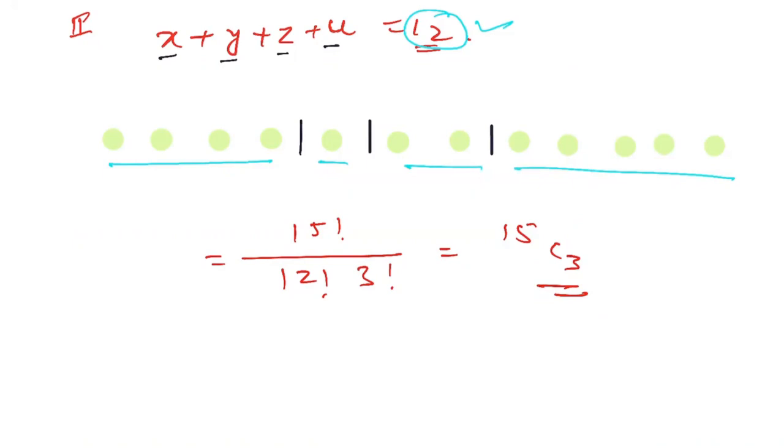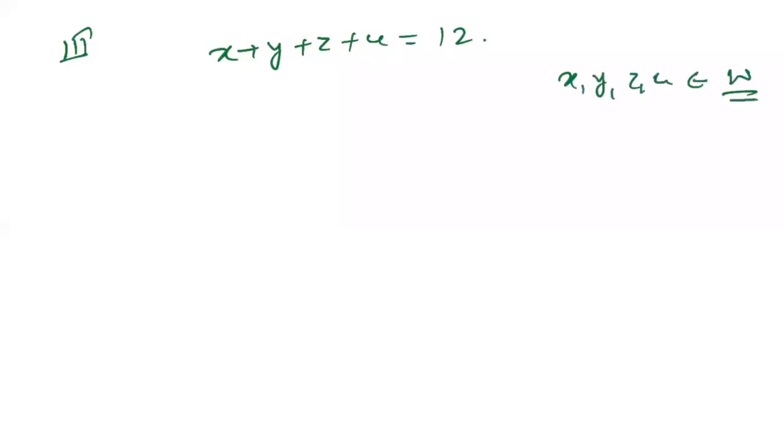Second method, go for the third one. Hope you love the third one again. Third method: x plus y plus z plus u is equal to 12. The condition is that x, y, z, u must be whole numbers, means it must start from 0, right? It must start from 0. Then the answer will be 12 plus 4 minus 1, C, 4 minus 1. I guess this is one of the simplest ways to go.